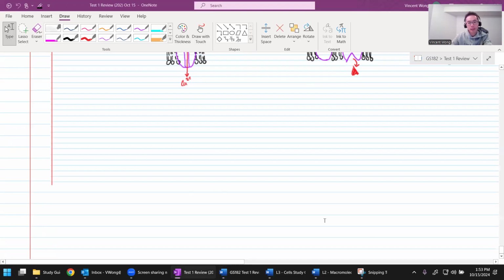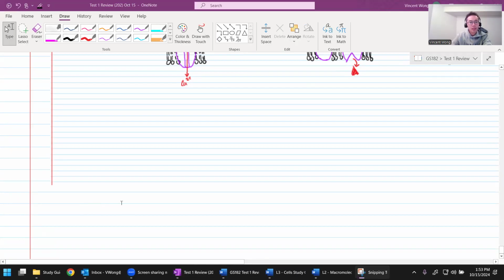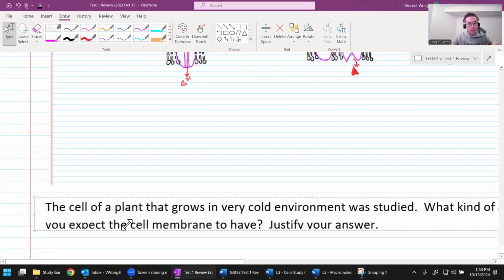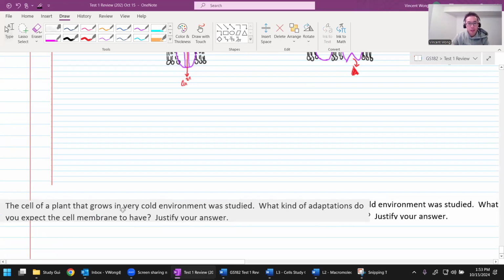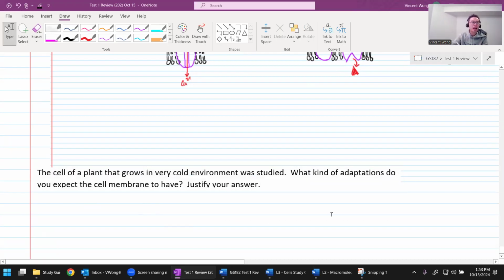Oh yeah, this one. Okay, this one was on the previous quiz. And let me just copy it over first. The cell of a plant that grows in very cold environment was studied. What kind of adaptation do you expect the cell membrane to have?